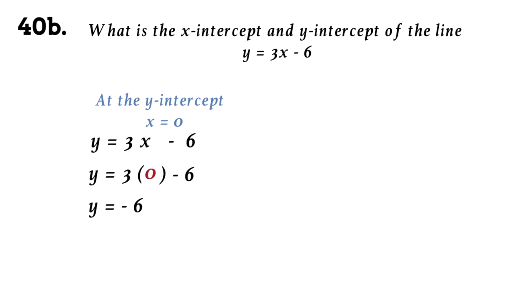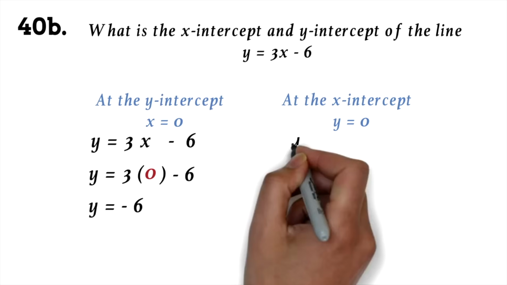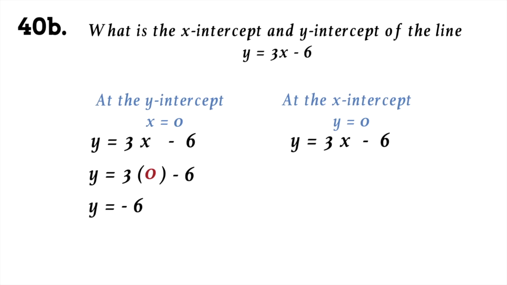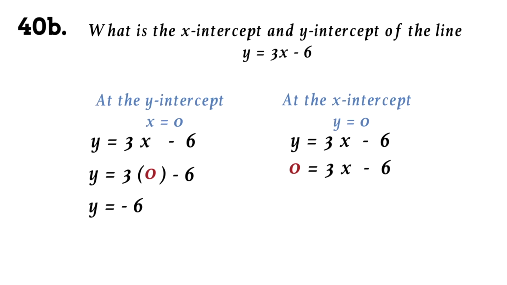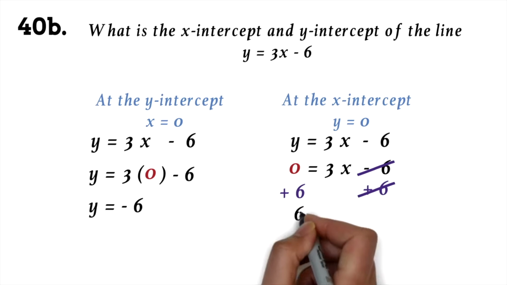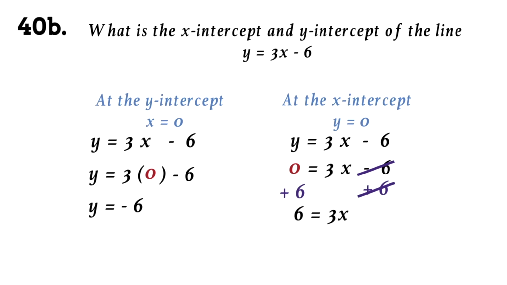Now, at the x-intercept, the value of y is 0. So we will put 0 in place of y and solve for x. We have 0 equals 3x minus 6. Add 6 to both sides. The 6 will cancel out. 0 plus 6 is 6. We have 6 equals 3x.